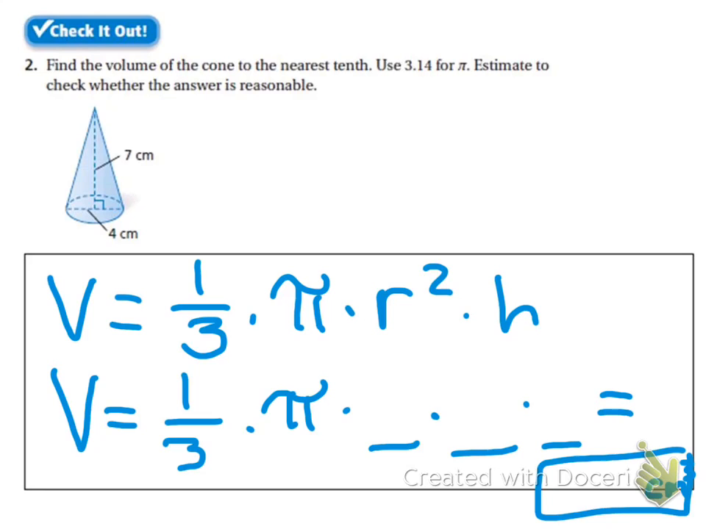Okay, so we have the radius. What is the radius, Jalen? 4. That is correct. So 4 times 4 times the height, Samuel? 7. Excellent, Samuel. And so on your calculator, you need to multiply 3.14 times 4 times 4 times 7, and then divide by 3. And you'll find that the answer is, Sherrod?